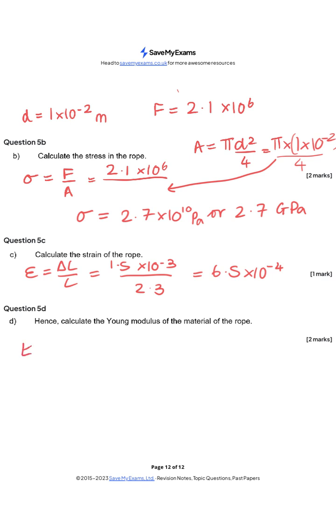And finally, we're combining those to get our Young's modulus, stress divided by strain. So 2.7 times 10 to the power of 10 divided by 6.5 times 10 to the minus 4. And you should get a Young's modulus of 4.1 times 10 to the power of 13 pascals.